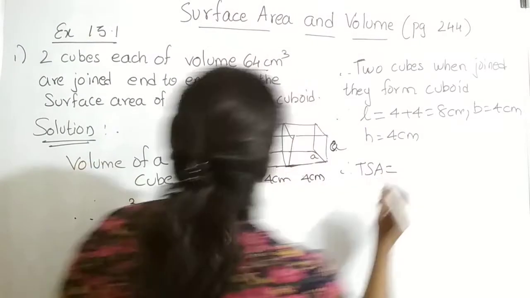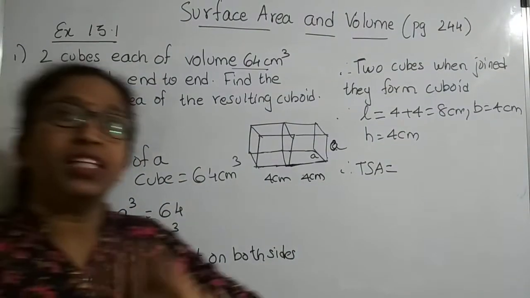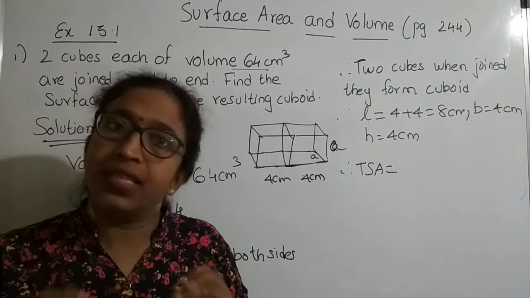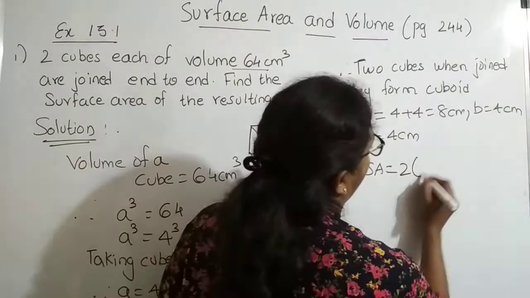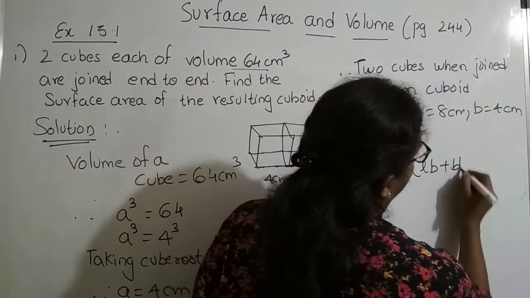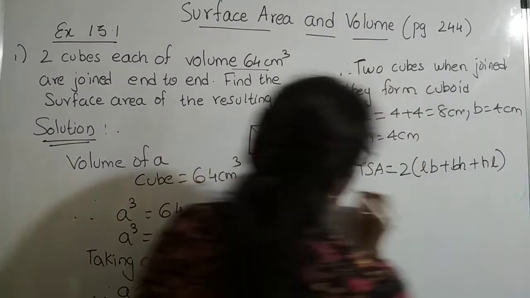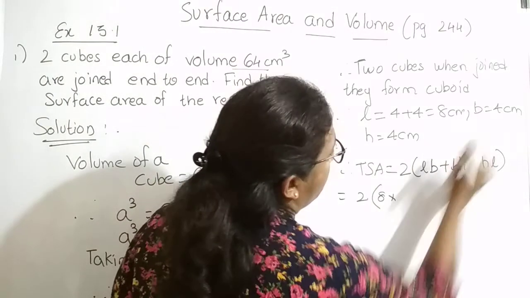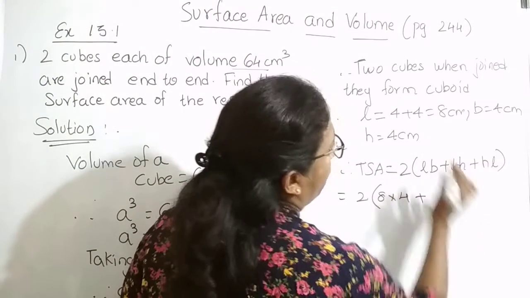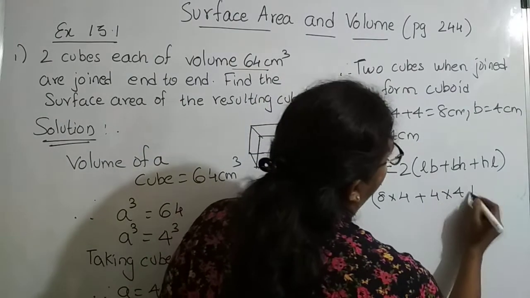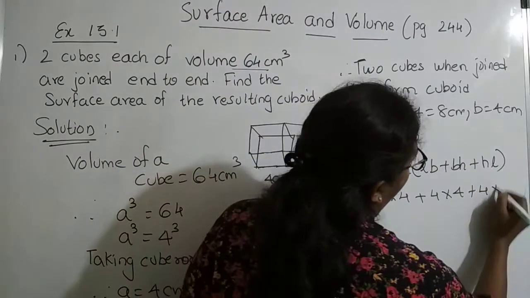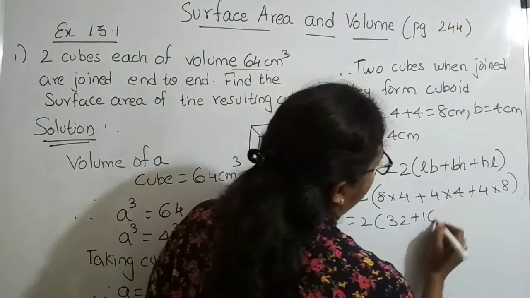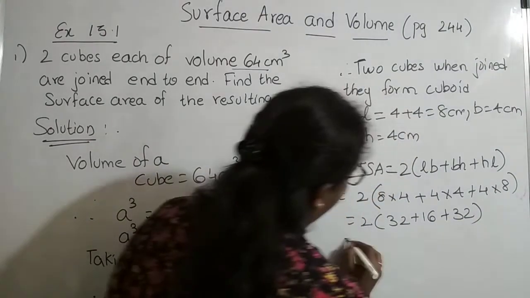Here they are saying surface area. When they have not mentioned whether it is total or LSA, surface area simply means TSA. Therefore, TSA equals, I write the formula, 2 into (LB plus BH plus HL). So can we write here 2 into, what is L here? 8 into B. What is B here? 4, plus B into H, that is 4 into 4, plus H into L, so 4 into 8. It's a simple calculation. Here we get 2 into (32 plus 16 plus 32).